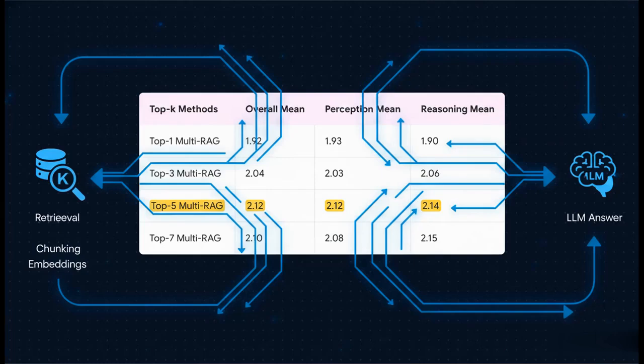Okay, so how many of these chunks should we actually pull from the database? This is what's known as retrieving the top K most similar chunks. And as you can see from this research data, there's definitely a sweet spot. Retrieving about 5 chunks often gives the best results. If you grab too few, you might miss key context, but if you grab too many, you can actually confuse the LLM with a bunch of irrelevant noise.